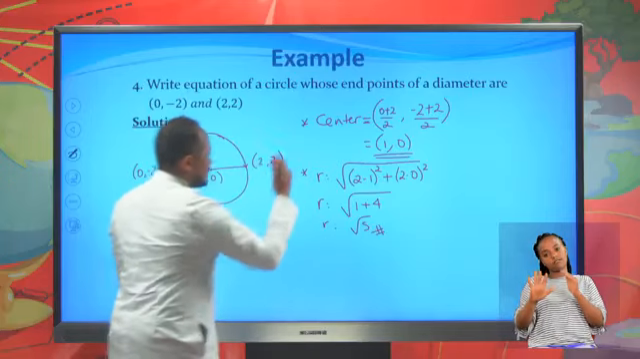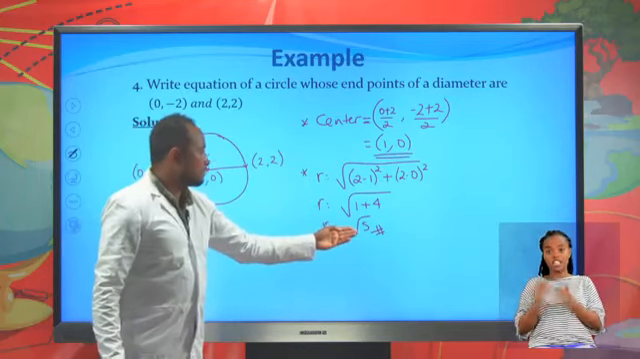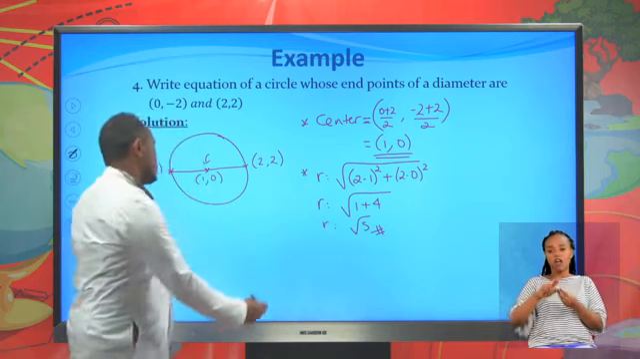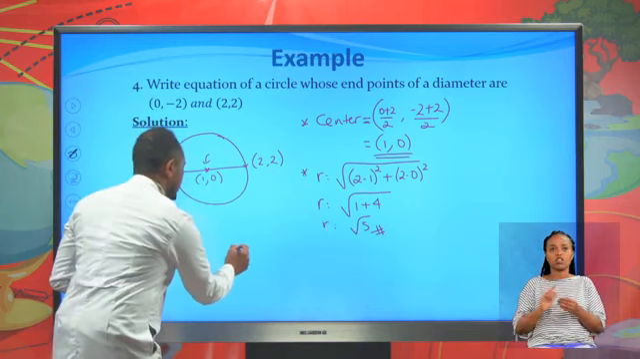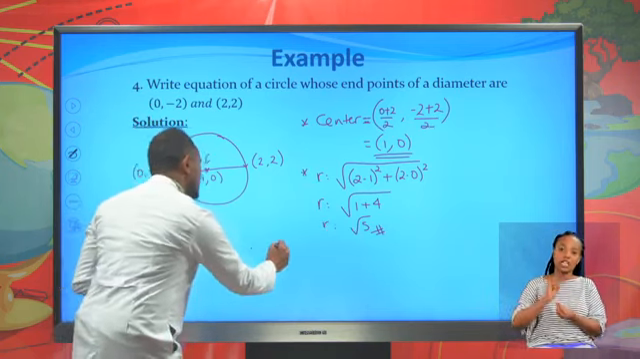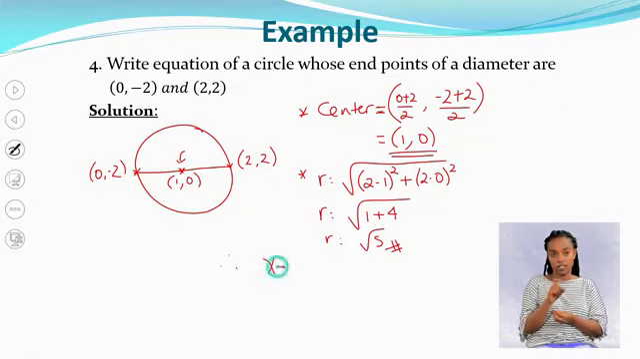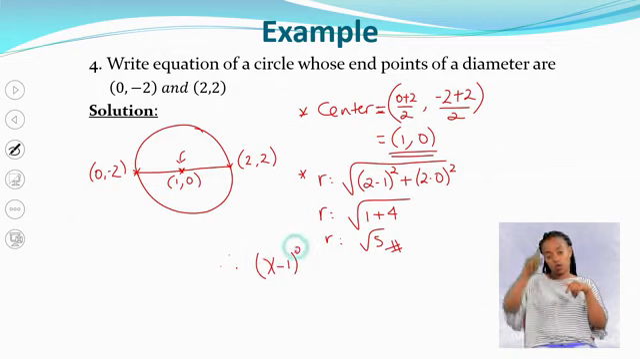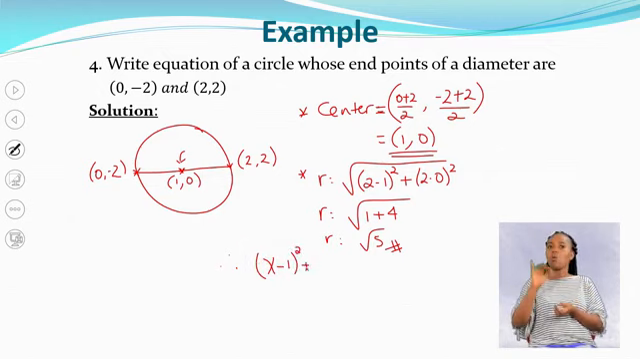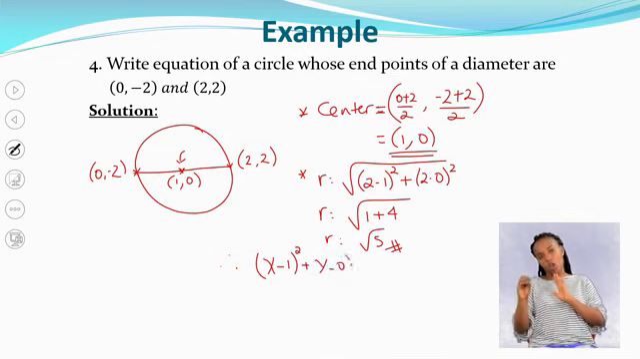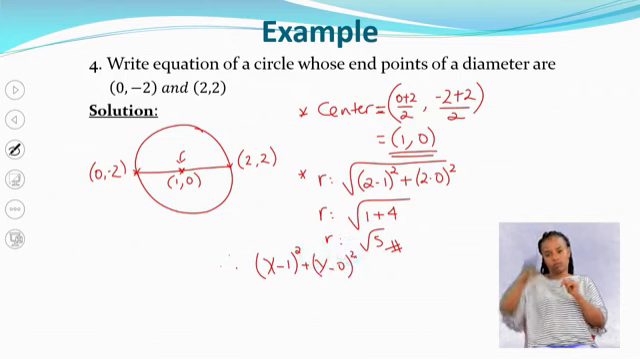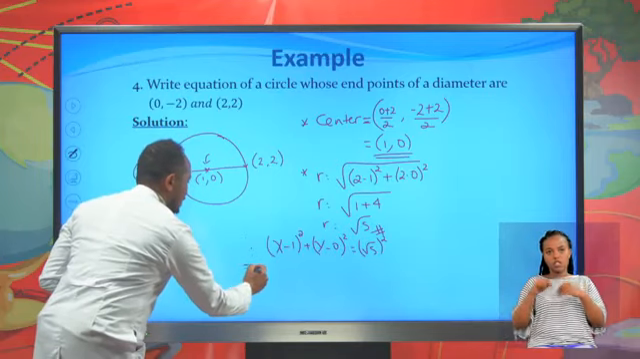So now we can write the equation of a circle once we have found the radius and the center. The equation of the circle will be x minus the center coordinate, minus 1, the whole squared, plus y minus 0 the whole squared, is equal to the radius squared, the square root of 5 squared. So I can rewrite this in another form.